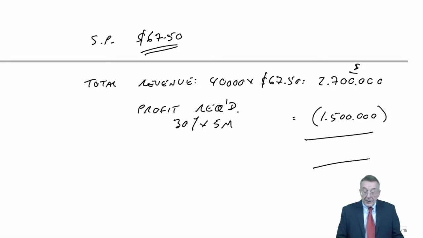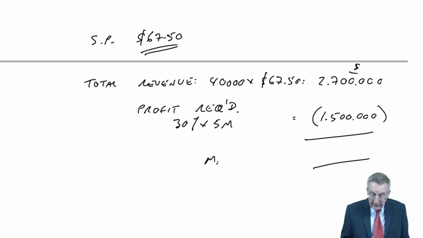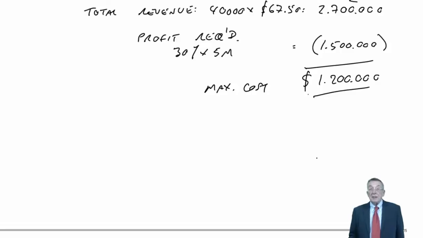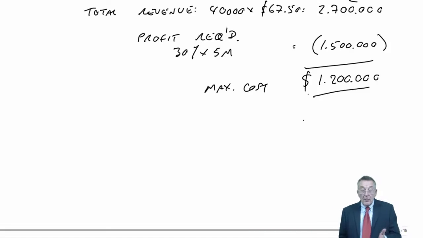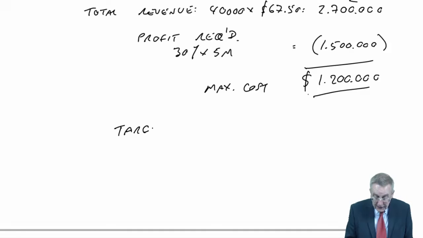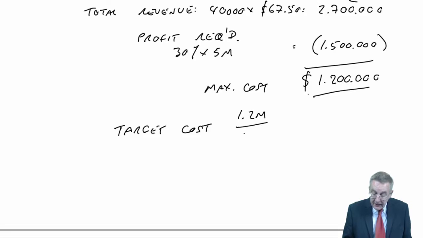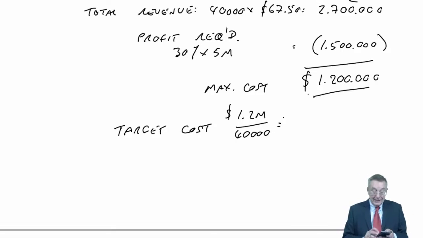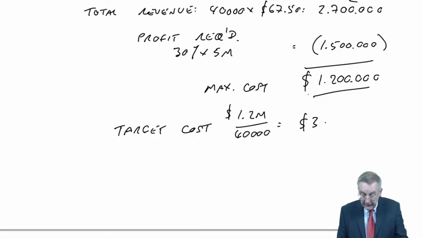And therefore, what must the maximum cost be if we're going to achieve it? 1.2 million. But that's, remember, from sales of 40,000 units. So on a per unit basis, the maximum cost or the target cost, 1.2 million divided by 40,000 units is $30.